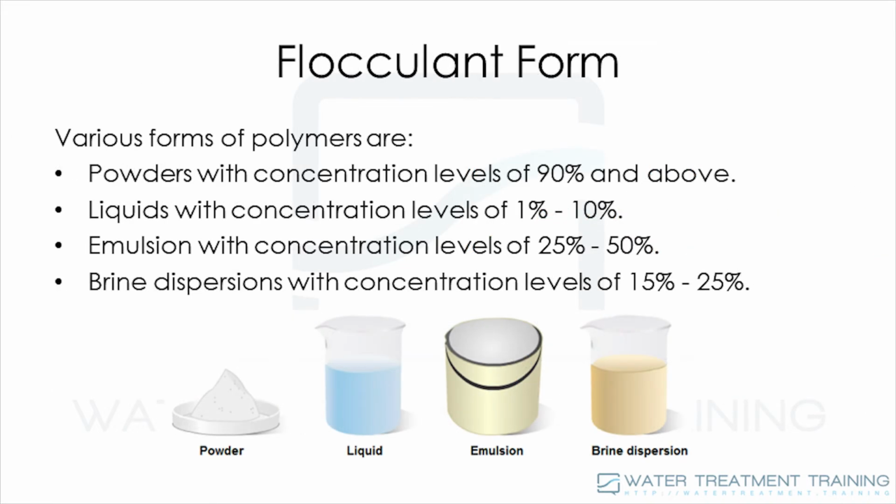Polymers are available in four different forms: powders, liquids, emulsions, and dispersions. The powder forms are highly concentrated at 90 to 100%. The liquid polymer forms are low concentrated at 1 to 10%. Emulsion polymers, which are composed of water, polymer, and oil, have concentration levels of between 25 to 50%. Brine dispersions are cationic flocculant liquids that have a concentration level of 15 to 25%. Powders and emulsions have high molecular weights.